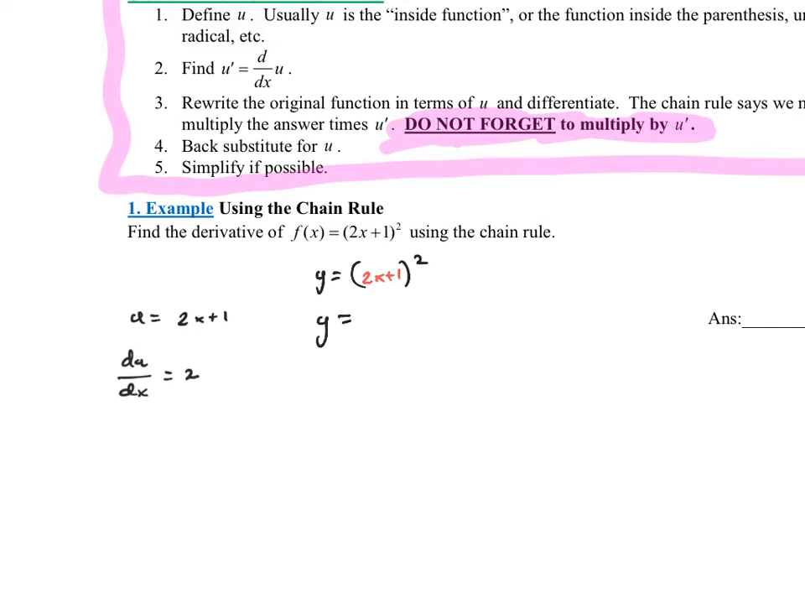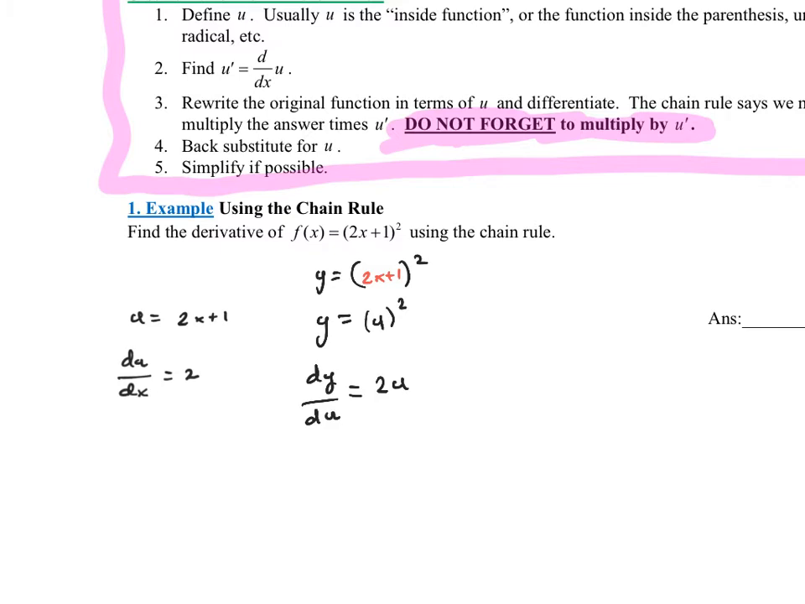So instead of (2x + 1) quantity squared, would you agree that's really u squared? That's called the u substitution there. That's really u squared. So what's the idea now? We find the derivative of y with respect to u. So the derivative of y with respect to u would be, well, what's the derivative of u squared? It's 2u to the first power.